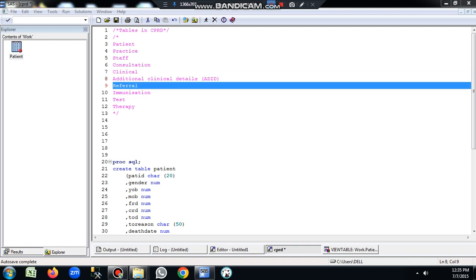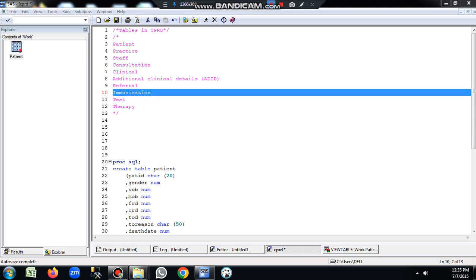Next is the referral table. Basically, it contains information about the referrals to external hospitals and external care centers, including both inpatient and outpatient care. Next is the immunization table. Immunization basically contains immunization details for each patient.